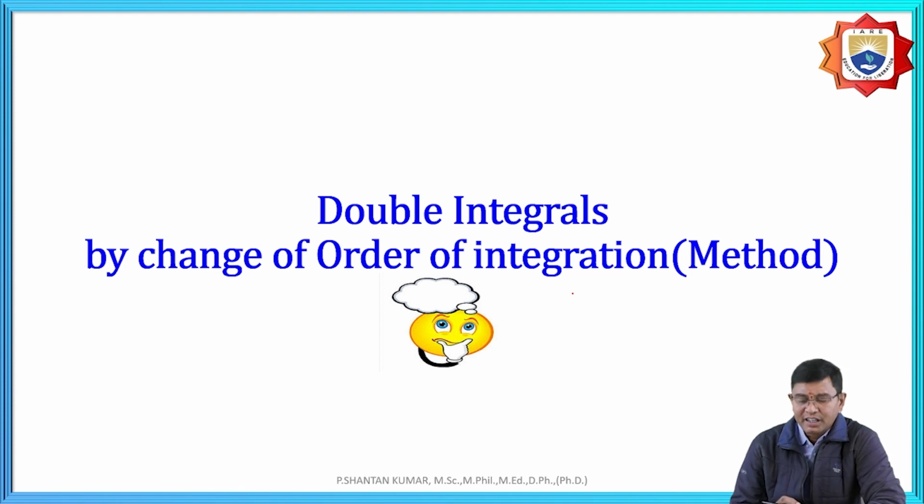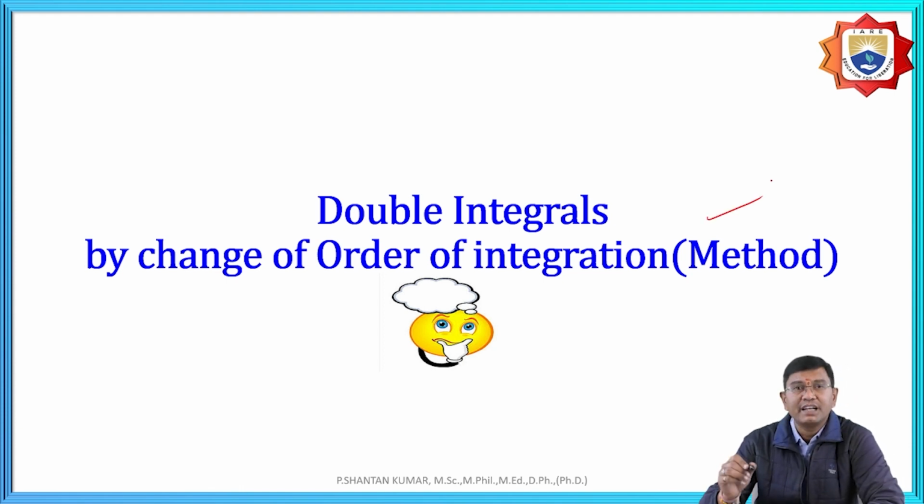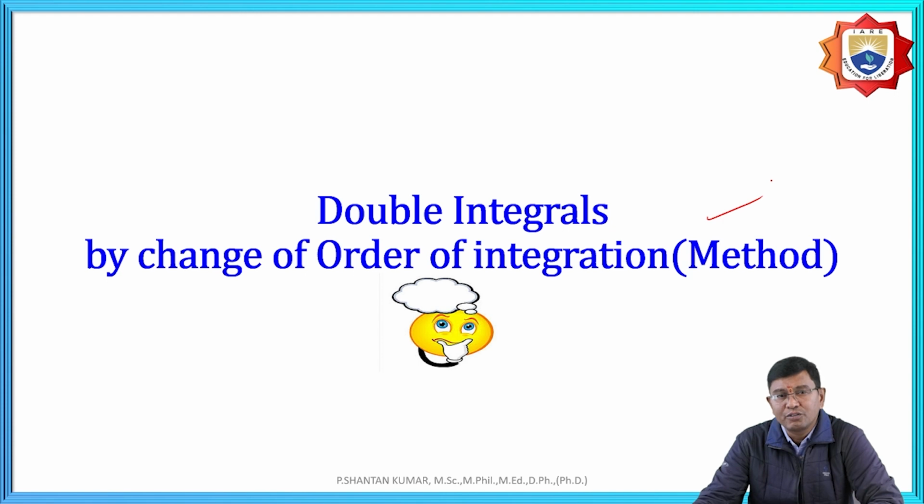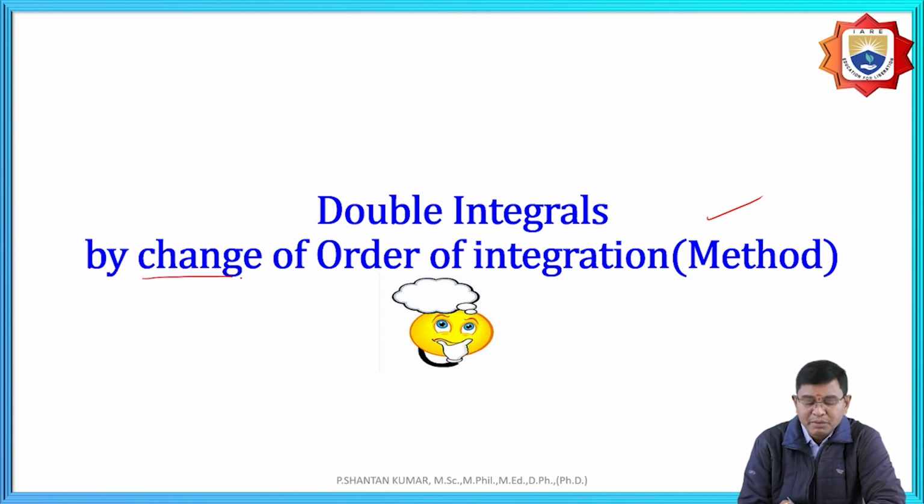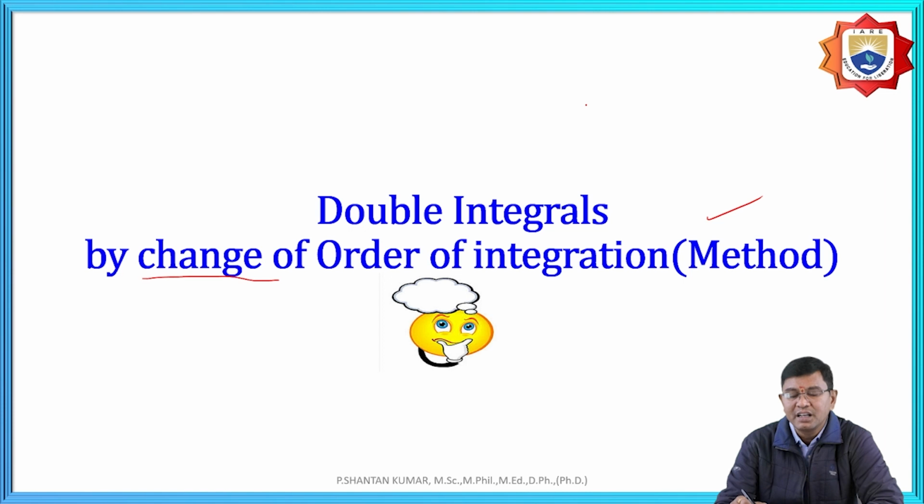And after that comes the double integration by the change of order of integration method. This is also the fourth method under double integration: change the order of integration. What is the meaning of this? Clearly it is based on changing the order. That means whenever the integrals are given with y in terms of x, you need to draw the diagram with respect to y, and after that find x in terms of y as the condition.